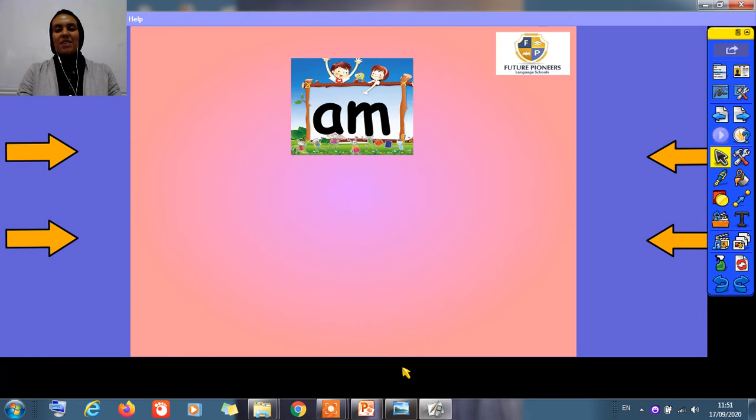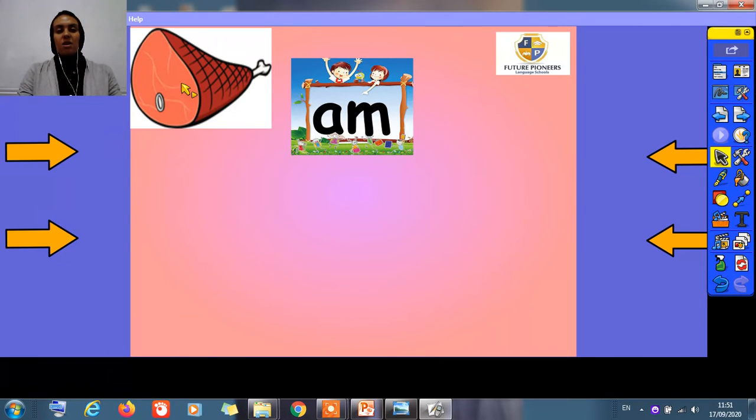Our lesson today is about the M family. What is the M family? It's the sounds A and M together makes M family. We have some pictures that belong to M family. Let's see them together. Who can tell me what is the first picture here?